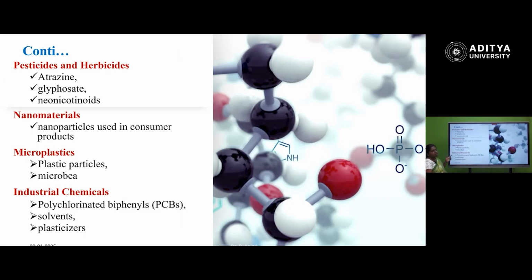And here pesticides and herbicides, obviously atrazine we will use, and nanoparticles and microplastics. I said, right, based on the particle size we'll call it microplastics. Another one, industrial chemicals, PCBs, polychlorinated biphenyls, solvents, and plasticizers. Plastic, obviously the PVC pipes and all come under this category.